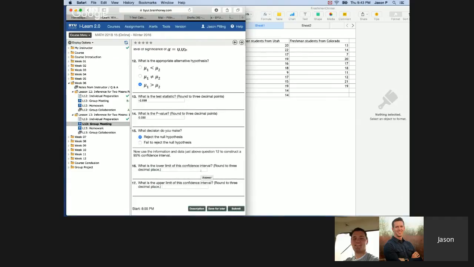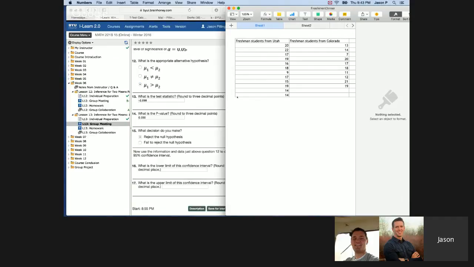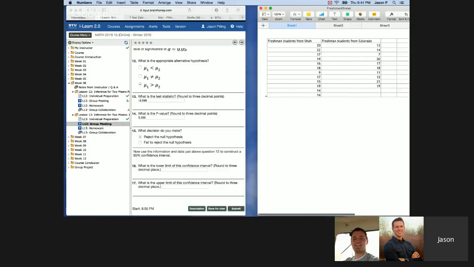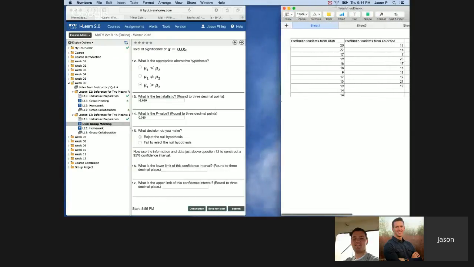And then now use the information and data just above question 12 to construct a 95% confidence interval. Oh, great. We're doing a 95% confidence interval again. How did we do that again? Did we get this one right on the last question? I can't remember. I think we got it wrong. I'm pretty sure we got it wrong. Let me see what I can find.